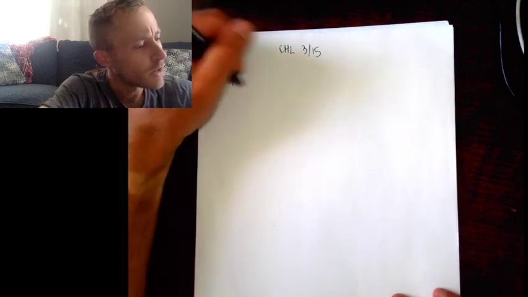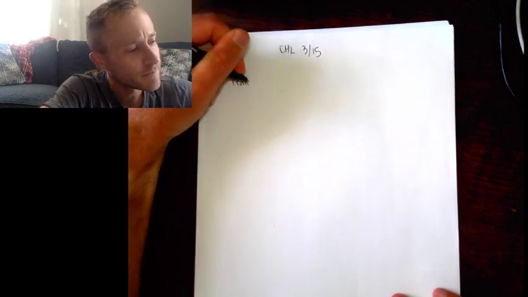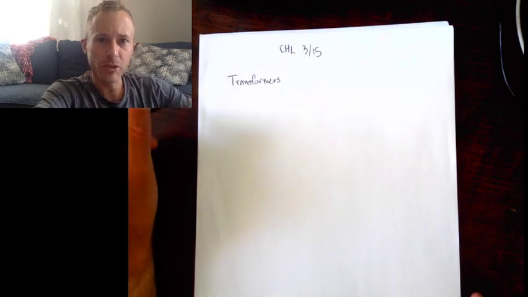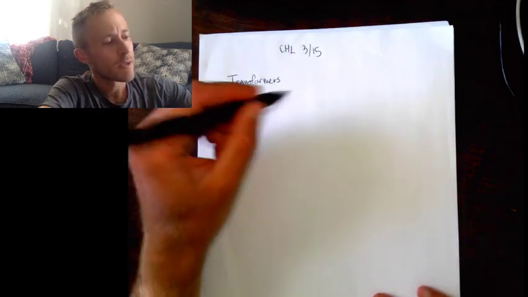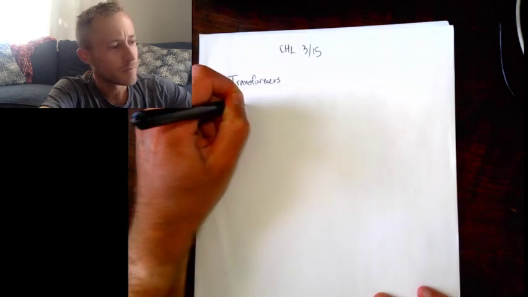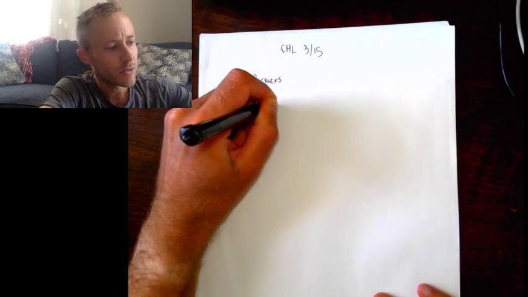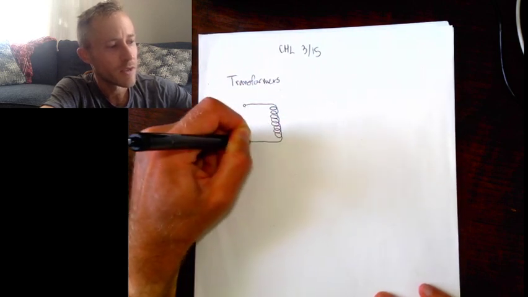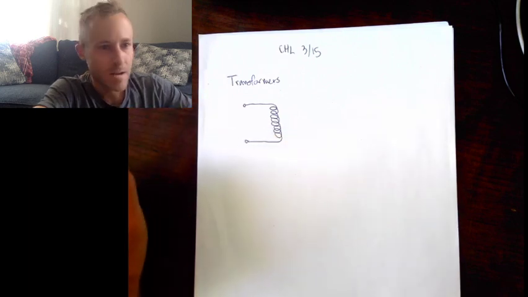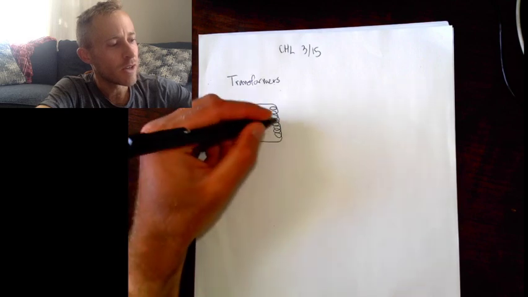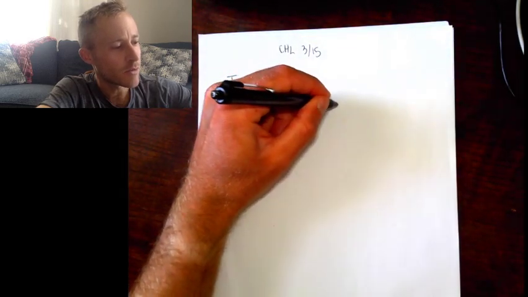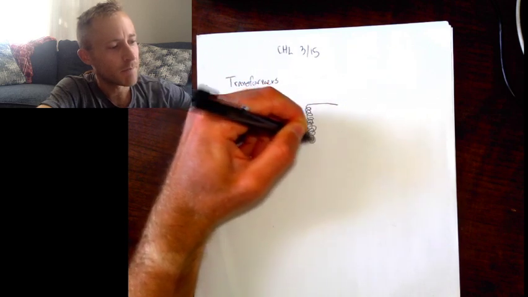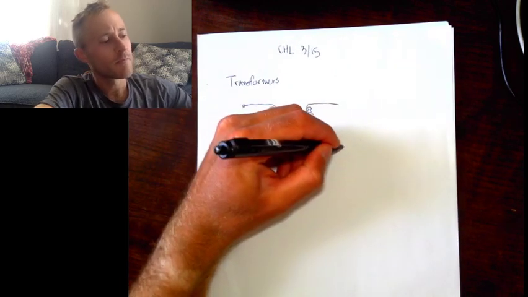So we are talking about transformers today. So let me show you what a transformer looks like. You have some wires that basically make an inductor or a solenoid, like that. And then you have another wire over here, like that. Okay.